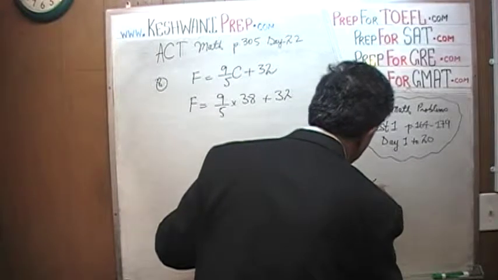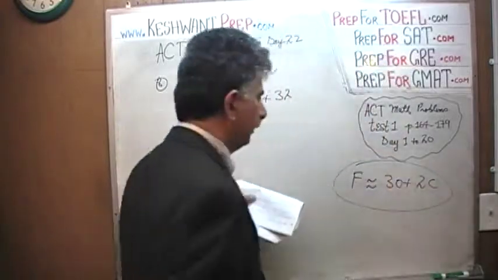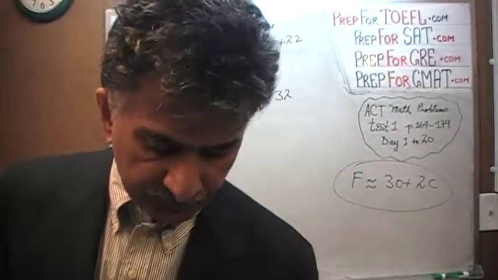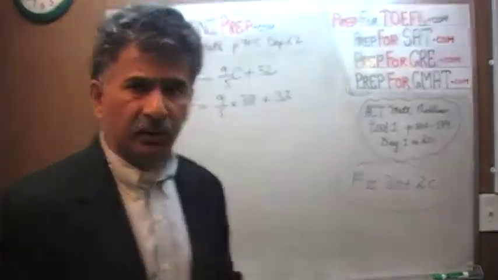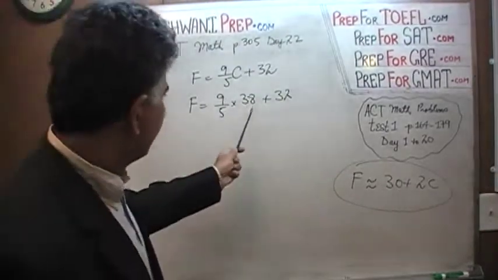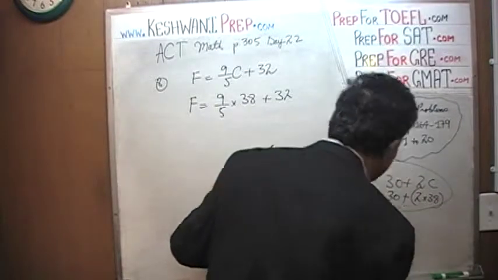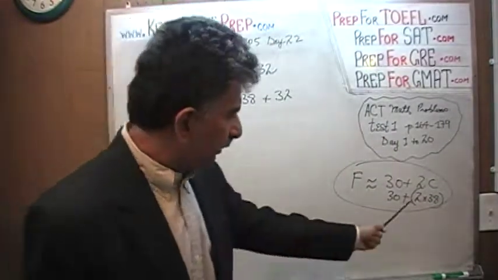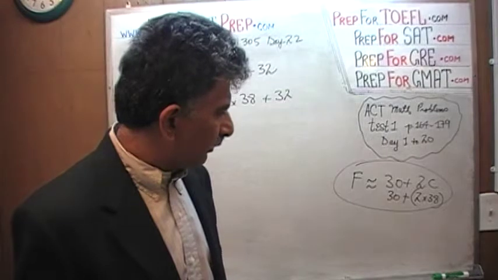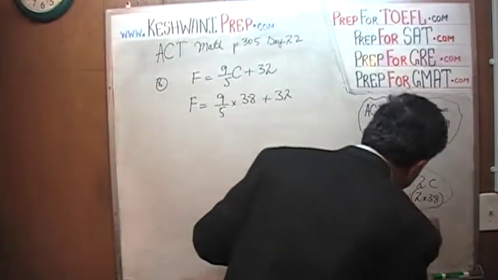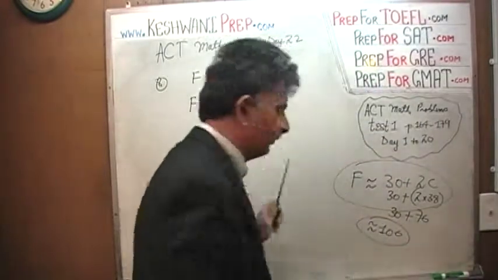The Fahrenheit degree is approximately equal to 30 plus 2 times the centigrade. Whatever the degree measurement is in centigrade, you take twice that much and you add 30 to it, and that will give you a fairly good estimate. For example, here it is 38, so it is 2 times 38 plus 30. Or 2 times 40 would have been 80, so it's going to be 80 minus 4, which is 76. 76 plus 30, the answer is about 106.